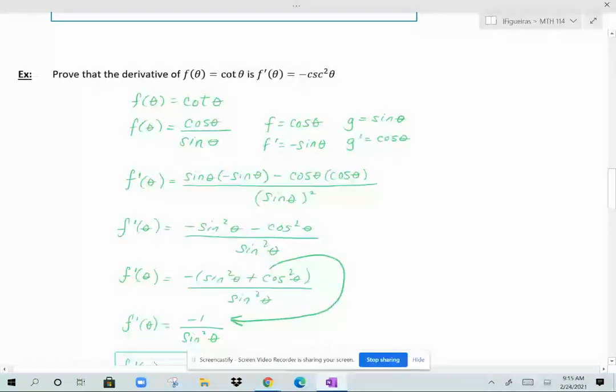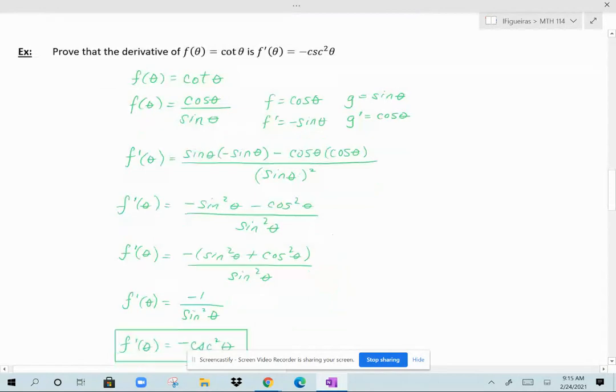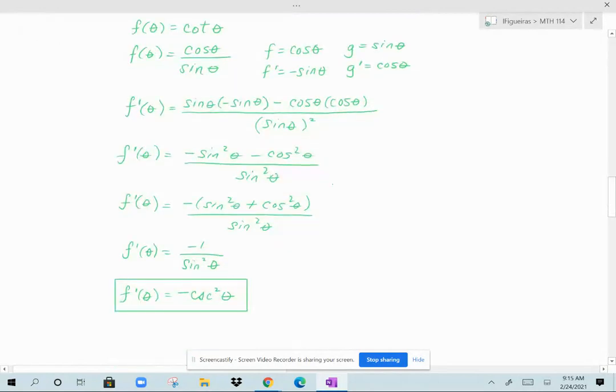So my numerator is negative 1 over sine squared, but sine and cosecant are reciprocals of each other. So sine of theta is 1 over cosecant of theta, but also cosecant of theta is 1 over sine of theta. So we have this scenario in this problem. So negative 1 over sine squared is equal to negative cosecant squared of theta. And so that is the derivative.